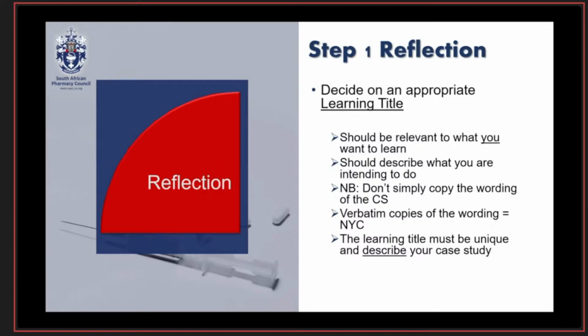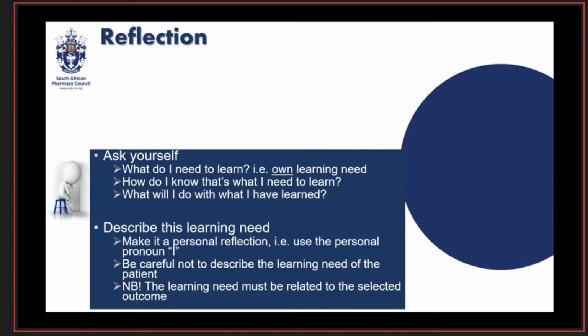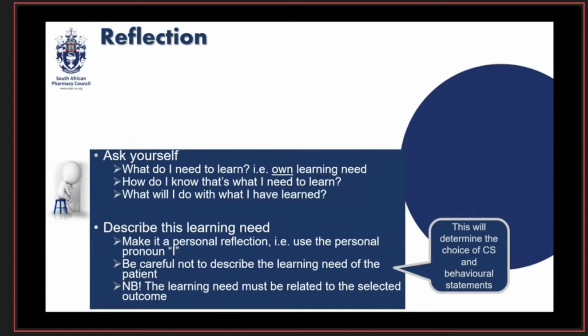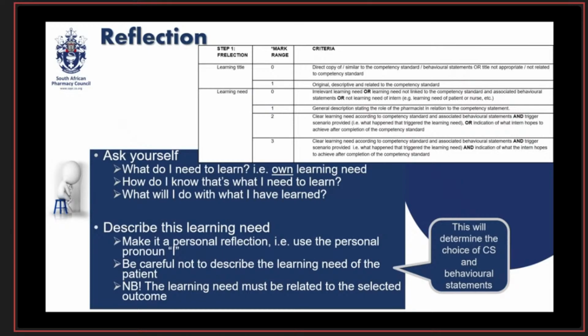So reflection, now we have a learning title, and then we're going to the reflection part itself. So ask yourself, what do I need to learn? How do I know that's what I need to learn? And what will I do with what I have learned? So you can see this is already a guide for what should be incorporated in your reflection. And this is the criteria that I was talking about.